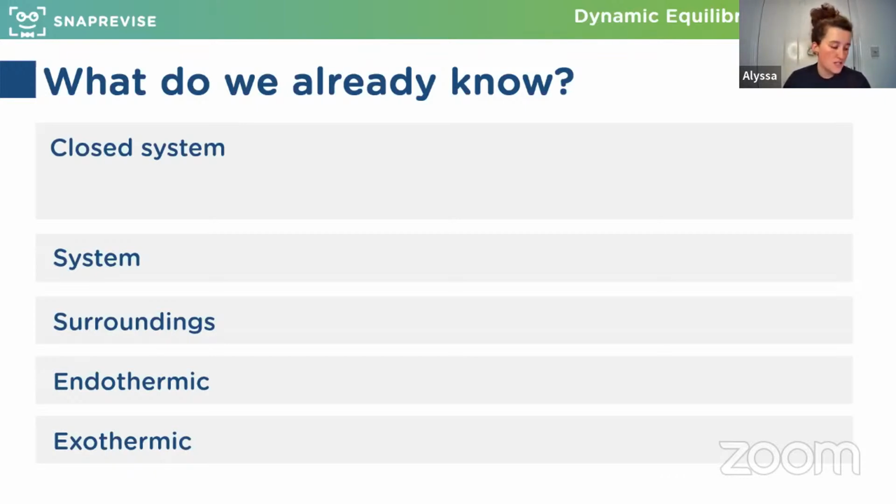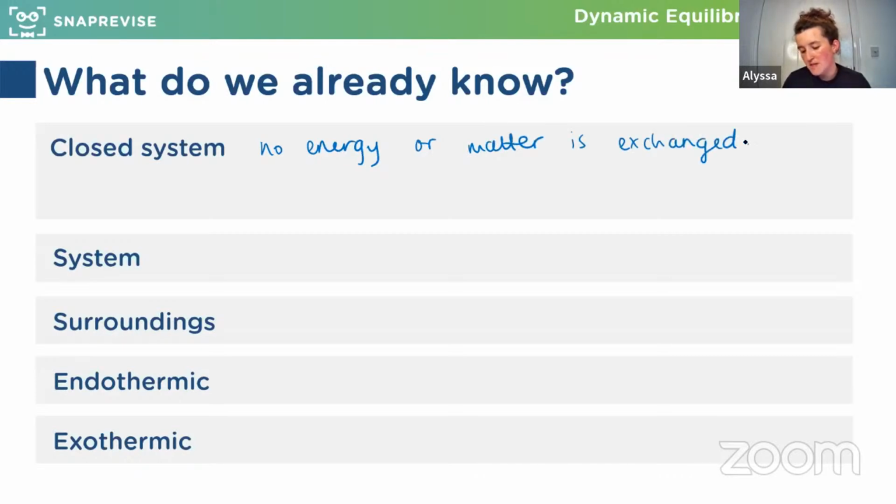Lovely. So a closed system is where no energy or matter is exchanged. So a closed system is when no energy or matter is exchanged, or we can say transferred, to or from the surroundings.